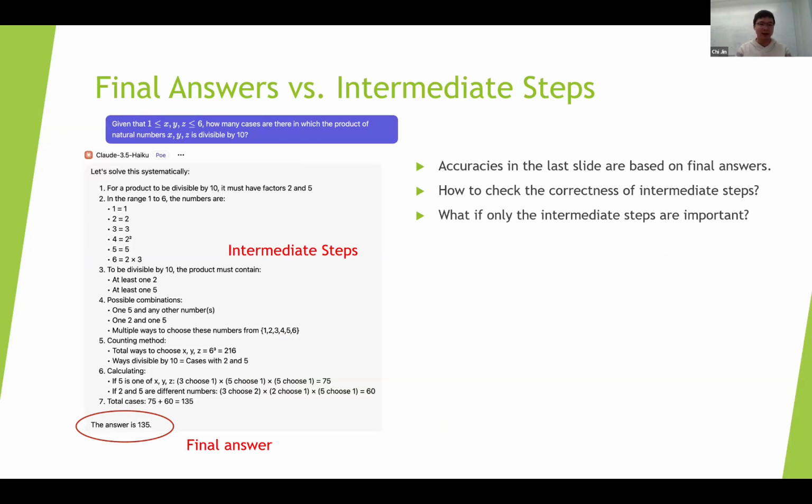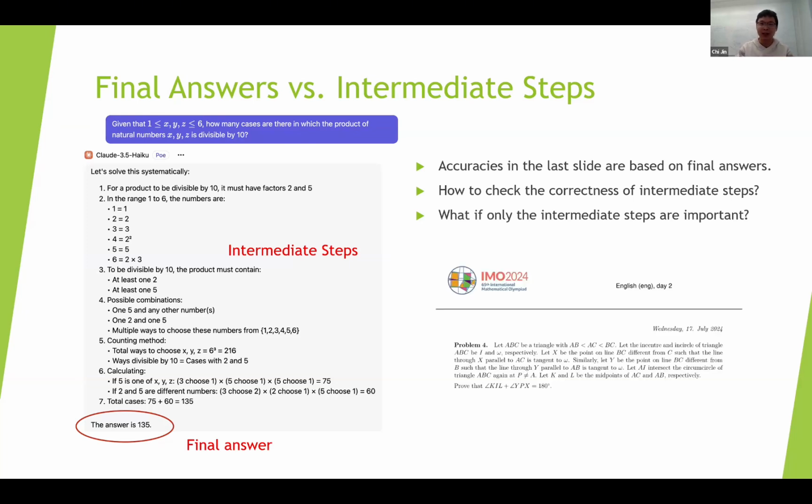But the real question is, I work a lot on theory, machine learning theory, so I do care that you need to get the intermediate steps correct to get the final answer. So how should we check the correctness of intermediate steps? I would also argue there are a lot of scenarios where the intermediate steps are really important. Maybe the final answer you can guess. For example, in the IMO, they even tell you the final answer. They directly tell you what you want to prove. So for those problems, you really want to know whether you can get the correct intermediate steps.